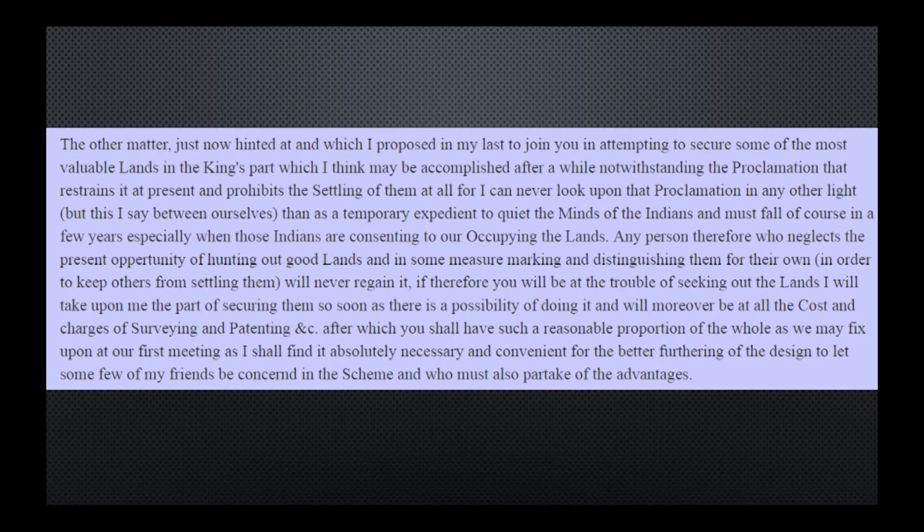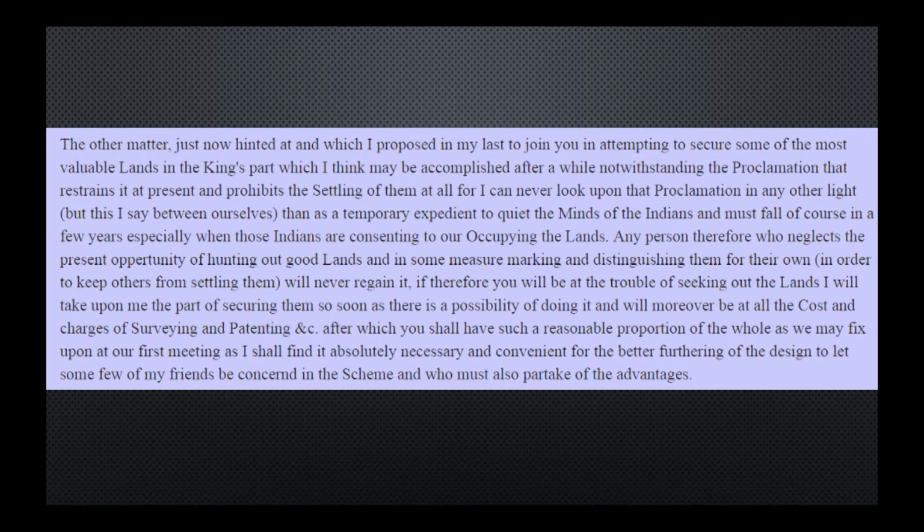Any person, therefore, who neglects the present opportunity of hunting out good lands and in some measure marking and distinguishing them for their own, in order to keep others from settling them, will never regain it. If therefore you will be at the trouble of seeking out the lands, I will take upon me the part of securing them so soon as there is a possibility of doing it, and will moreover be at all the cost and charges of surveying and patenting, etc. Because he was a surveyor, you know.